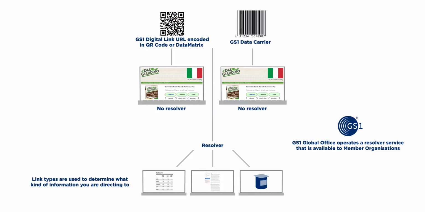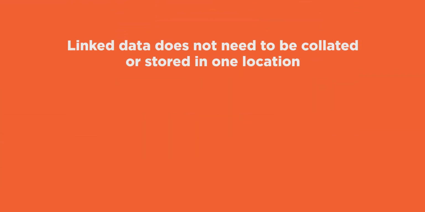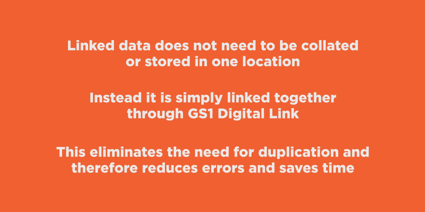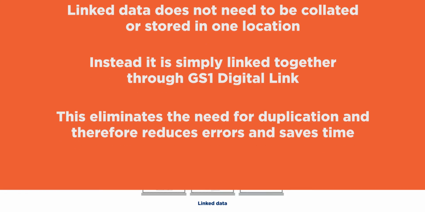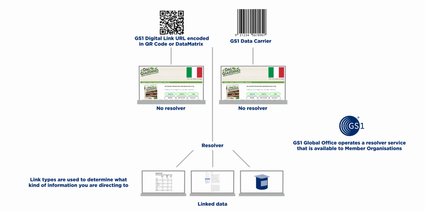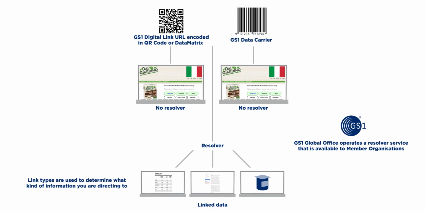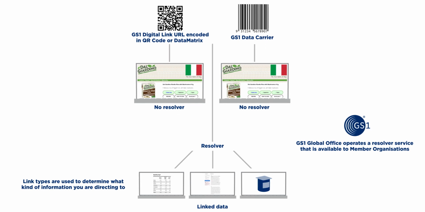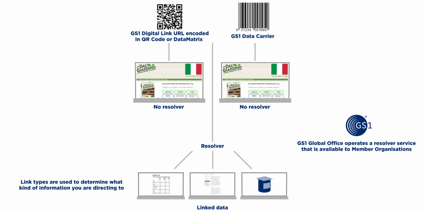The information that can be accessed is referred to as linked data, and one of the great benefits in GS1 Digital Link is that this linked data does not need to be collated or stored in one location. Instead, it is simply linked together through GS1 Digital Link. This eliminates the need for duplication and therefore reduces errors and saves time. GS1 Digital Link is a standard that comprises a number of elements which enable GS1 identifiers to connect to the web and give access to information that is of benefit to consumers, patients, and brand owners alike.